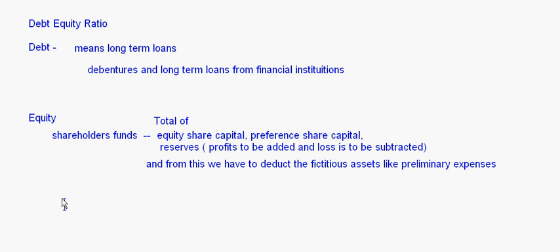The ideal debt equity ratio is 2:1. That is the generally acceptable debt equity ratio, right? When you have a high debt equity ratio, it indicates a risky financial position, whereas a low debt equity ratio indicates a safe financial position, right?